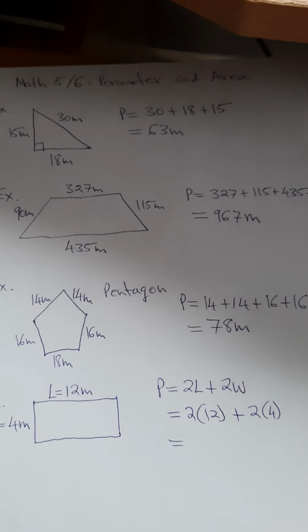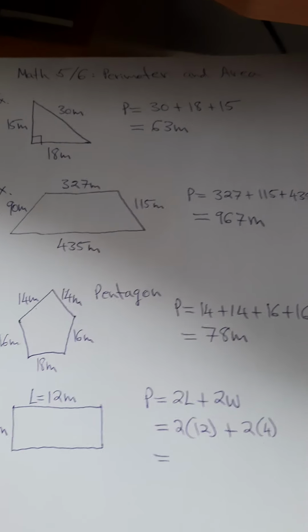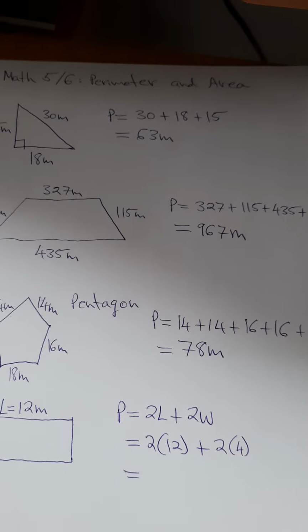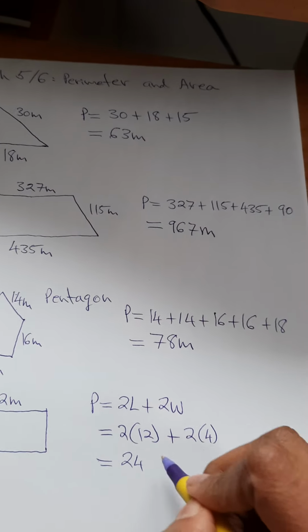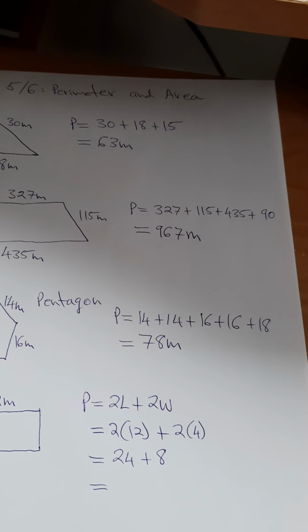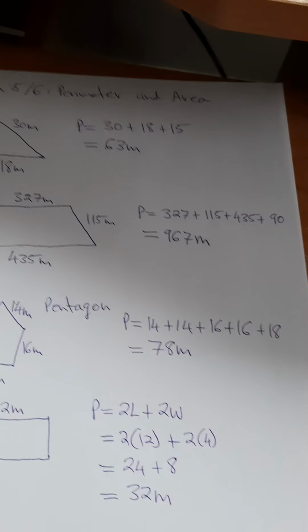Okay, does everyone see that? So this is an easy way of actually finding the answer, okay? We're just multiplying the two sides here. Okay, so let's show one step in between. So this is 2 times 12, 24, plus 8. When I add it together, that's giving me 32 meters, okay?